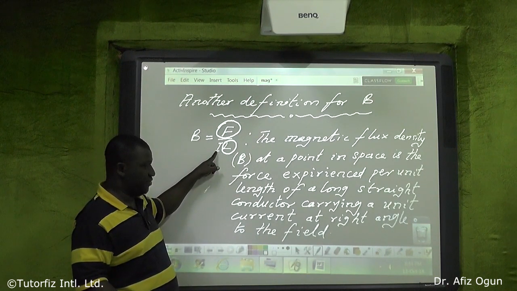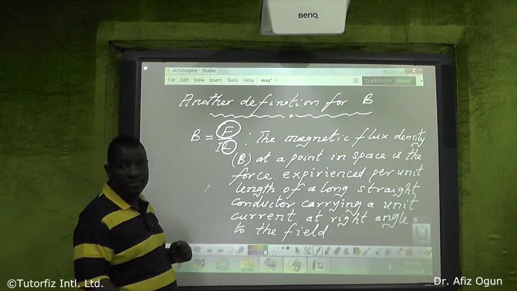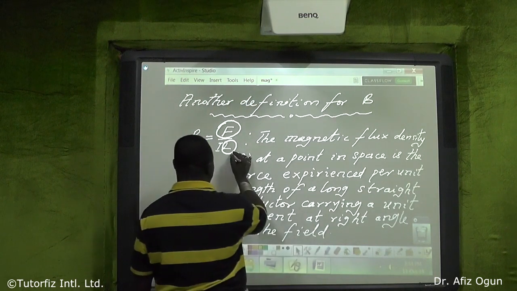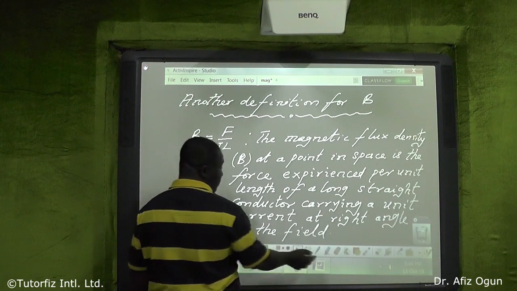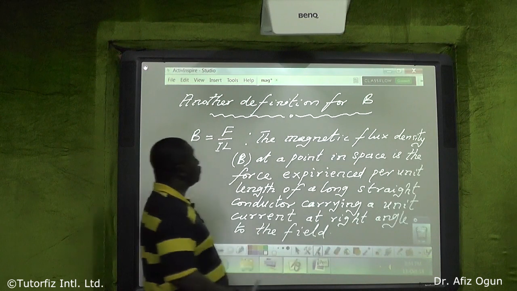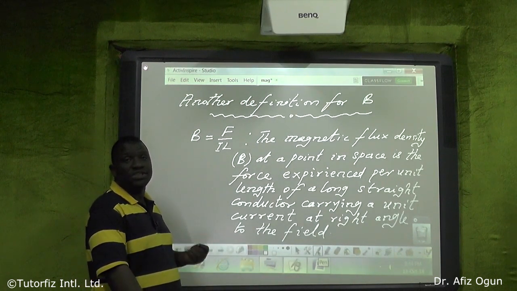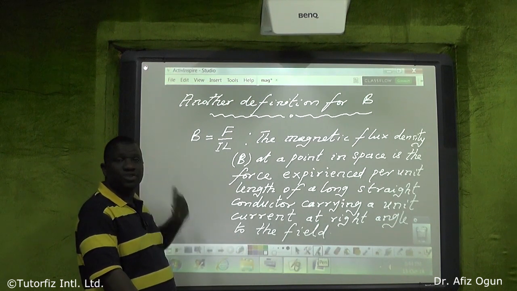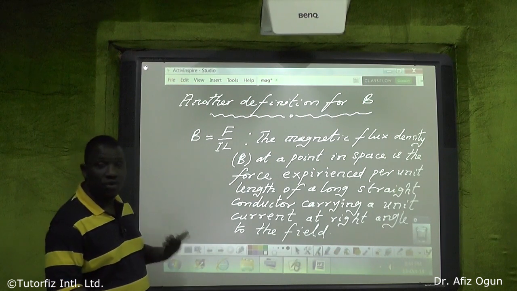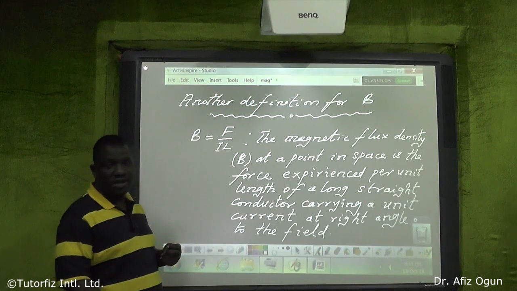A unit current, perpendicular or at right angle to the field. We can also define it like that. Actually, some examiners want it this way instead of defining it with flux and area. So it depends on your board. Check some of your past questions and see if this is what they want, then define it like that. I have given you the two possible definitions at your level.